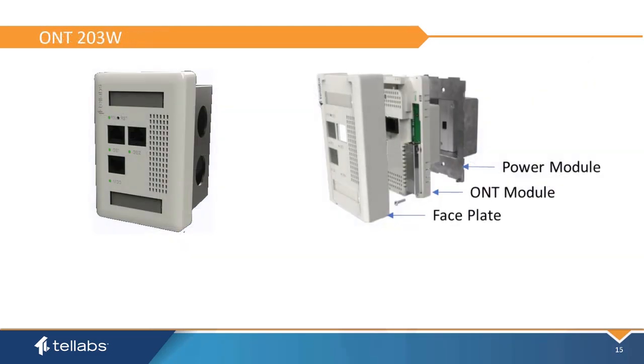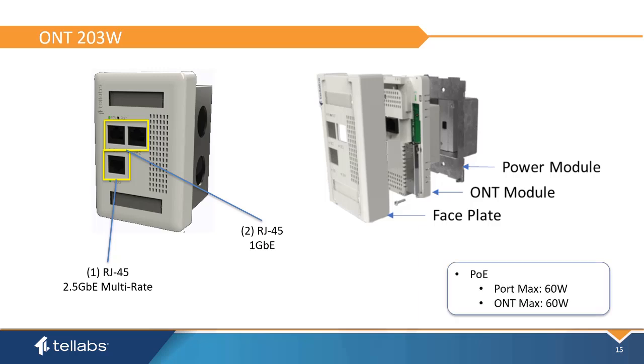The Tellabs ONT 203W is part of the Tellabs 200 series ONTs for XGS-PON. The ONT 203W is best suited for optical LAN enterprise networks and residential applications. It provides 1 2.5 gig and 2 1 gig Ethernet ports. All ports support PoE, PoE+, and Cisco UPoE up to 60 watts. It is designed to be installed in walls in the same way that the ONT 140 is. In fact, the ONT 203W uses the same power module as the ONT 140W and can be used as an economical upgrade from GPON to XGS-PON.